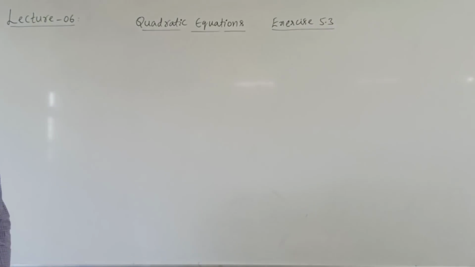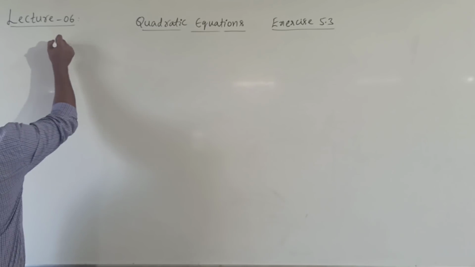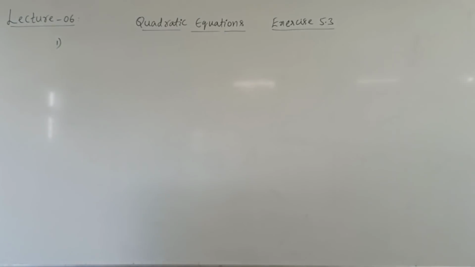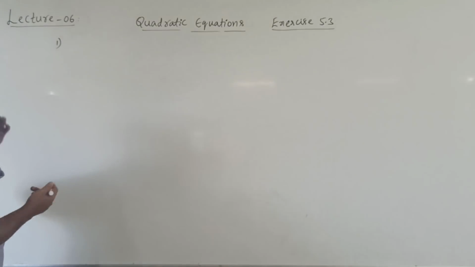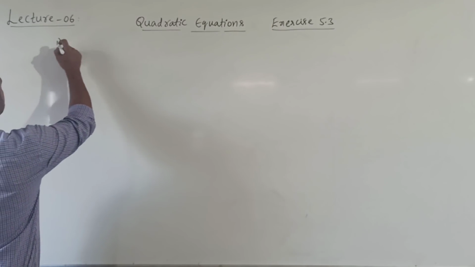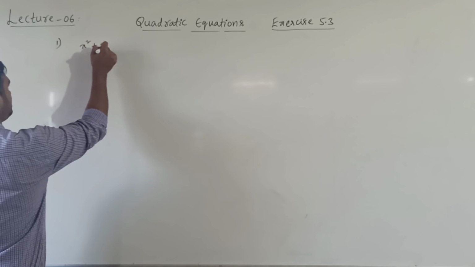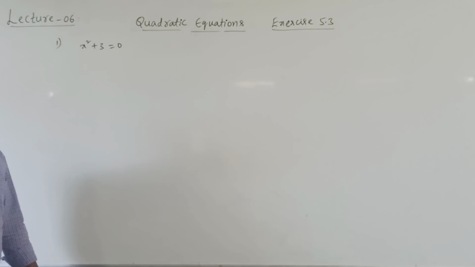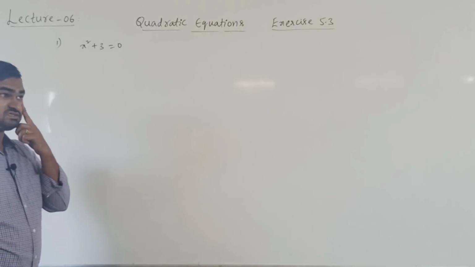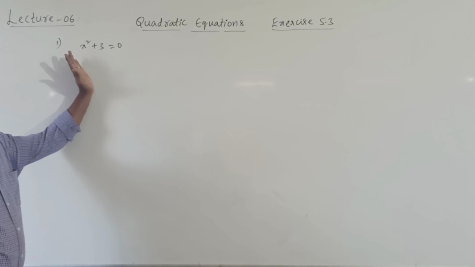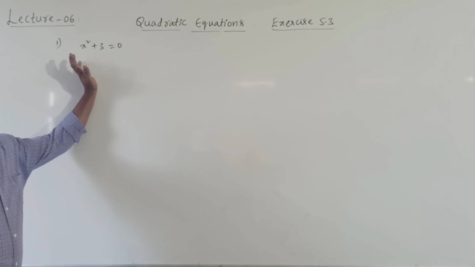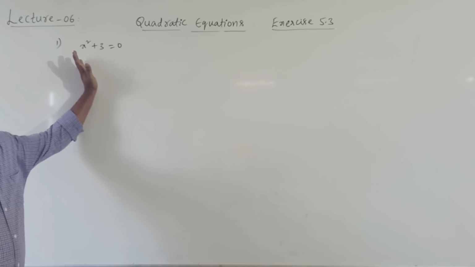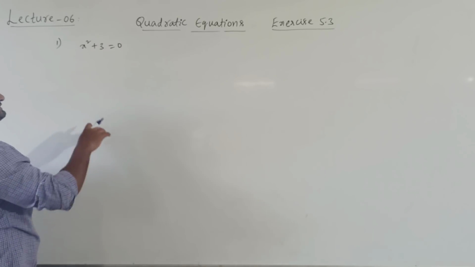Right. See question number 1. The question is: solve each of the following quadratic equations. You just have to find the solution. First equation, x square plus 3 is equal to 0. It is also a quadratic equation because the highest power of x is 2. So degree 2 means it is a quadratic equation. It will have two roots.